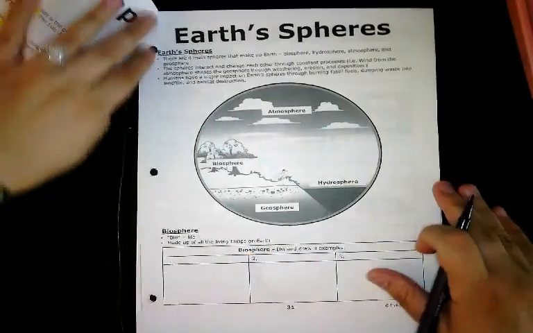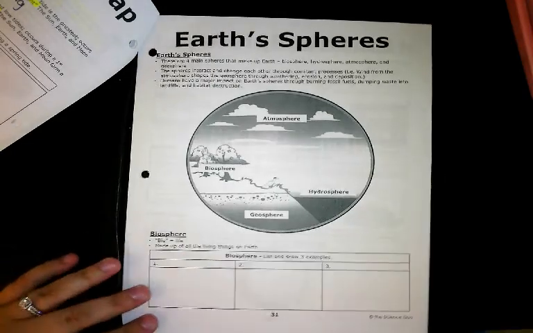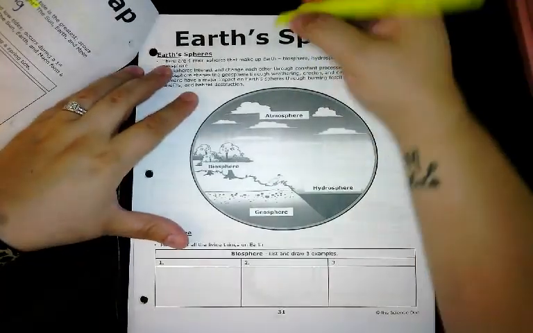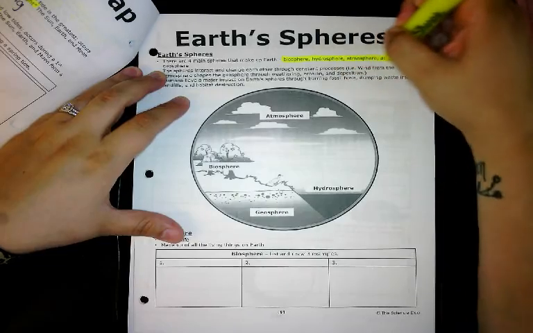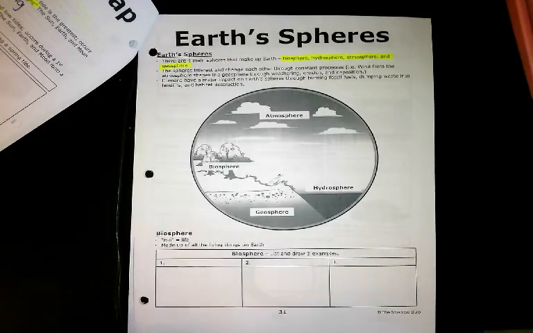We move into Earth's spheres. Right, there are 4 spheres that make up the Earth. Right, they are labeled on here. Right, biosphere, hydrosphere, atmosphere, geosphere. Right, it hasn't been that long since we've talked about this. Right, the spheres interact with each other. Humans have a major impact on the Earth.